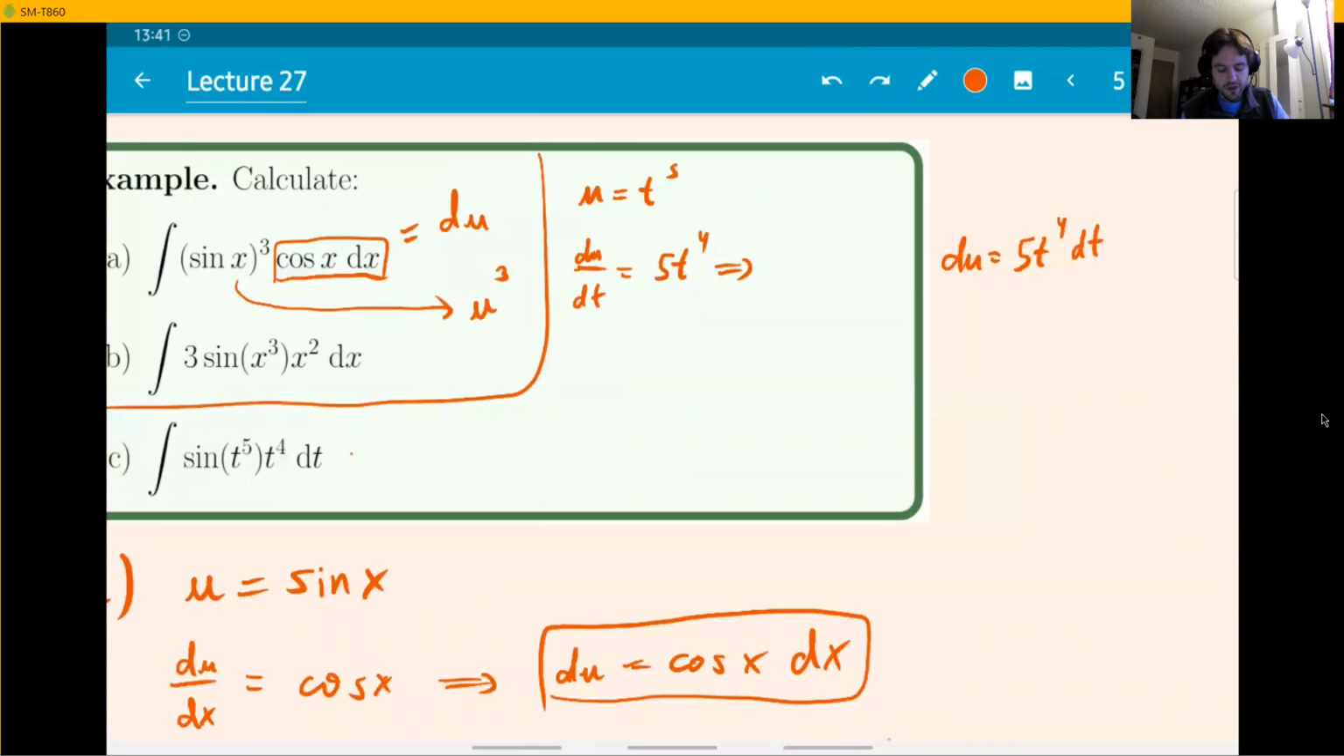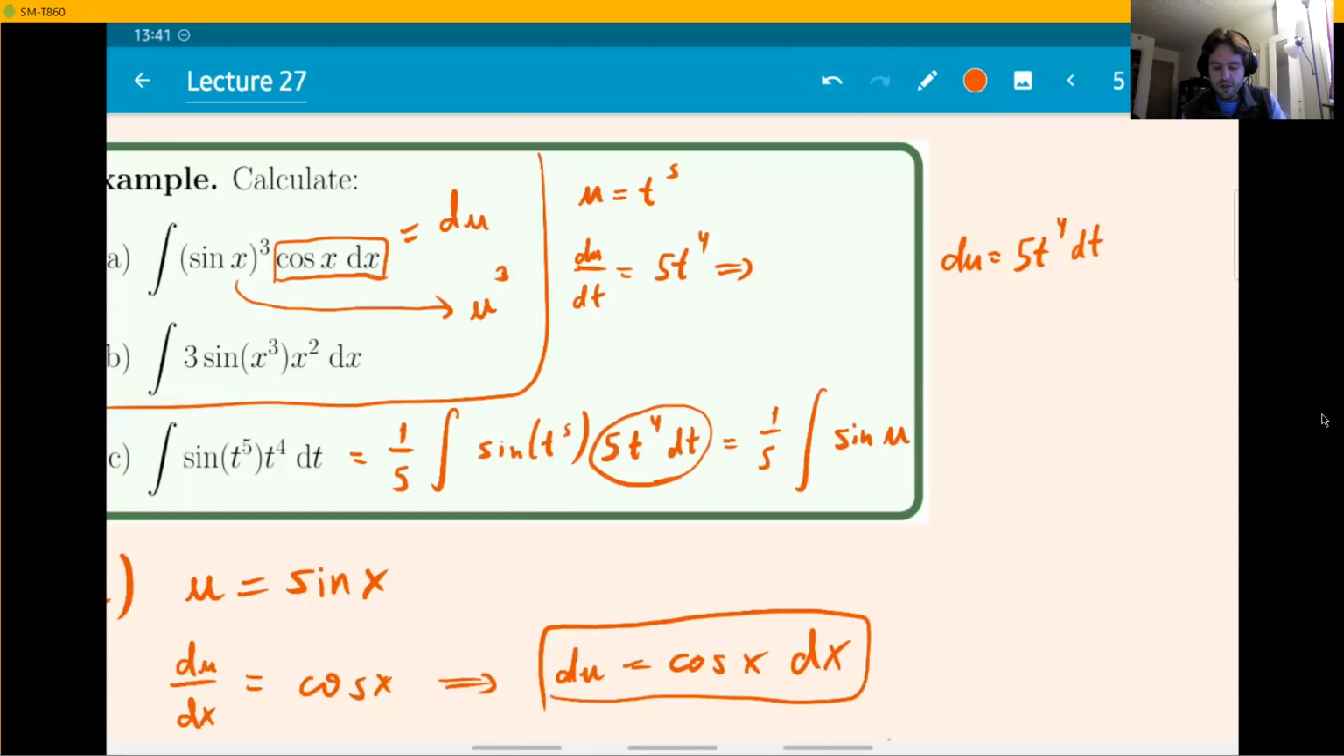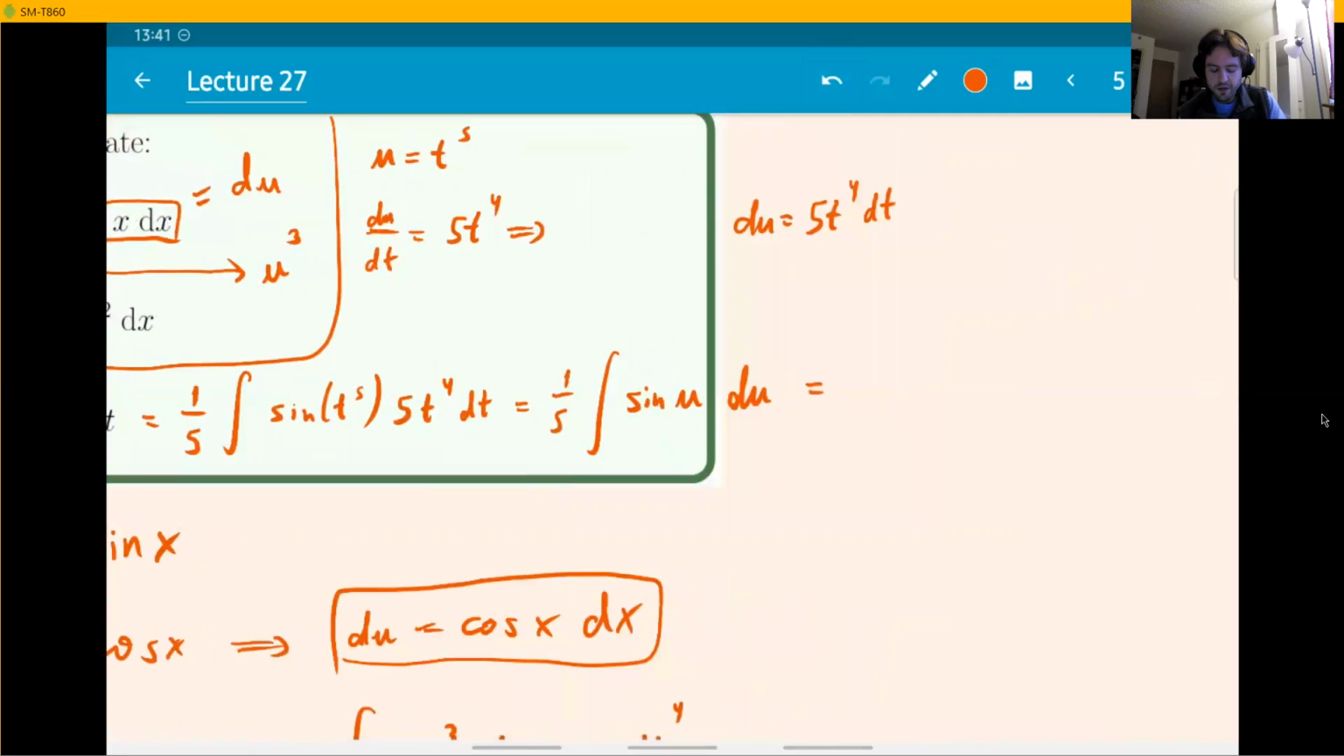So what you're going to do is this. Put a 1 over 5, which you can put outside if you want, and then a 5. That's introducing an extra constant and also getting rid of it. It doesn't change the integral, but now this can become exactly this term. Sine of t to the 5 is the same thing as sine u. This part, 5t to the 4 dt, is du. So this is an integral that you know. Once again, it's minus cosine, but don't forget the 1/5 in front.